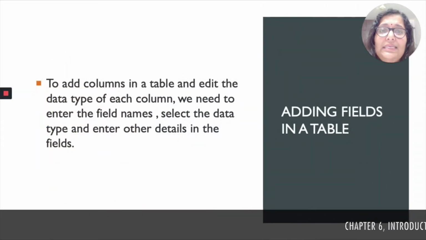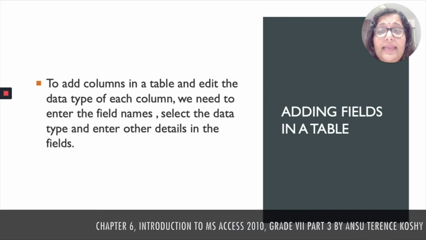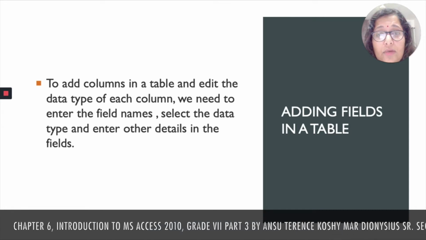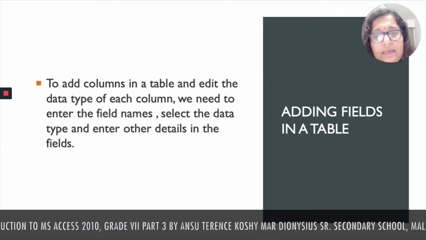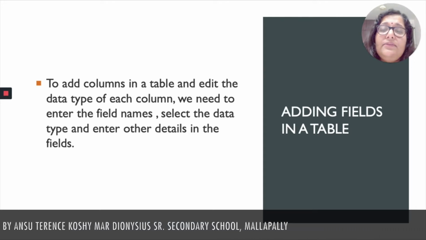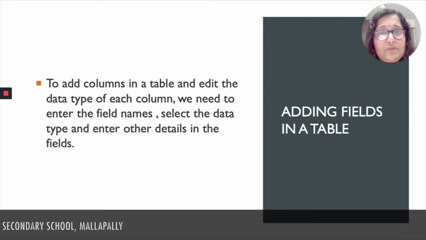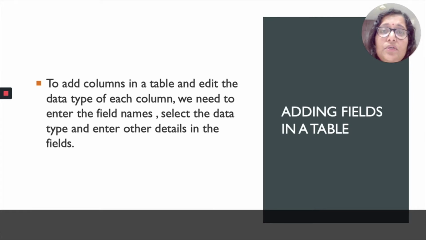Adding fields in a table. How do you add different fields in a table? To add columns in a table and edit the data type of each column, we need to enter the field names, select the data type and enter other details in the fields. There are different types of data and different types of fields available. You need to first name the fields, then select suitable data types for those fields.